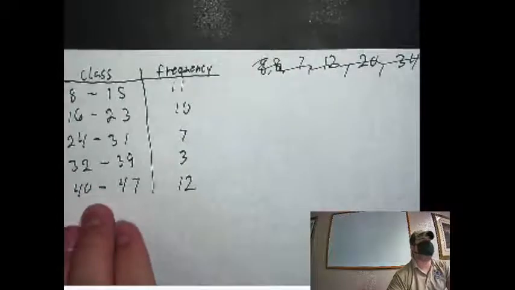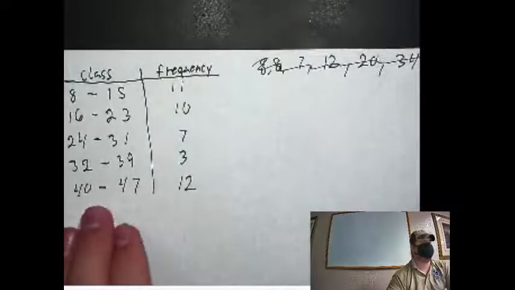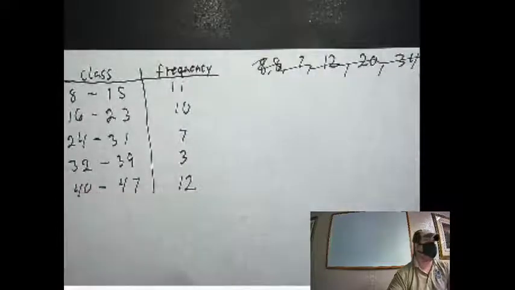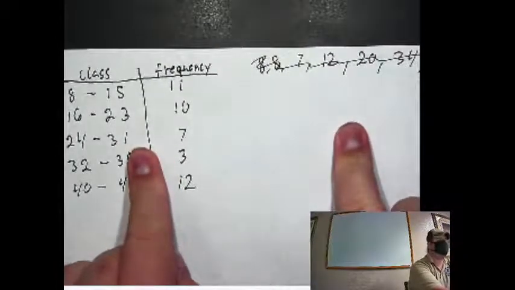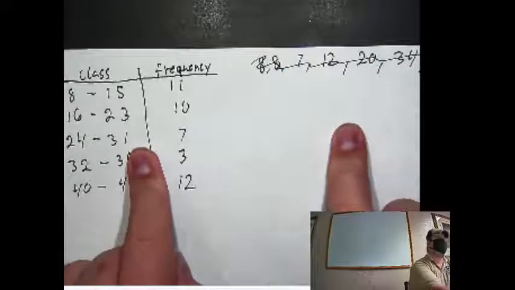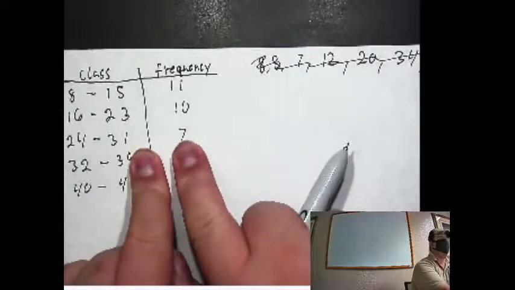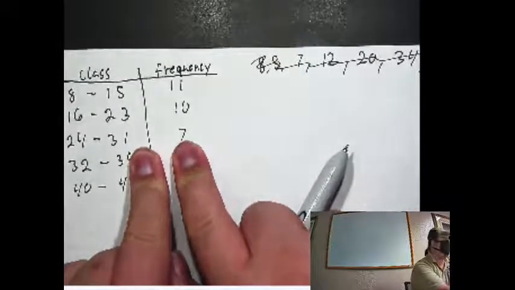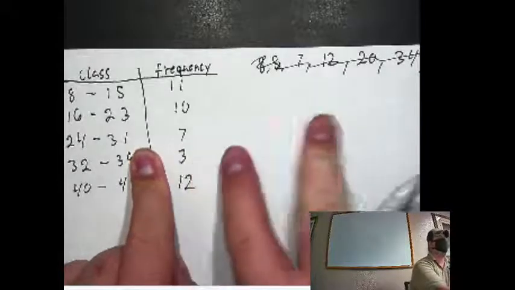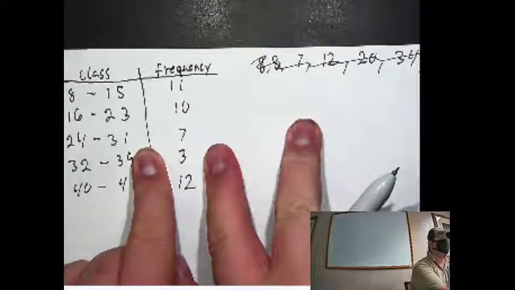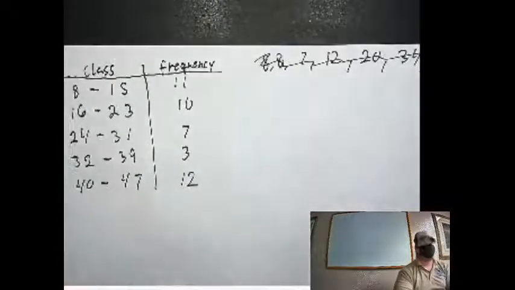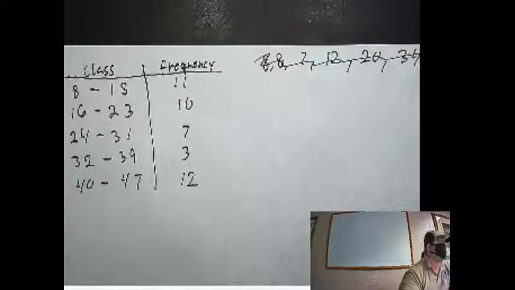All of these classes need to have the exact same width. Otherwise, you'll have classes that are really wide, and they'll swallow up all of your data, or you'll have classes that are really thin, and they won't have hardly any data in it at all. But if they're all evenly spaced, then again, the data gets equal representation. Any questions? Nothing so far? All right.